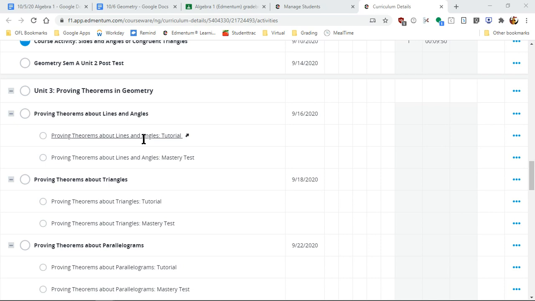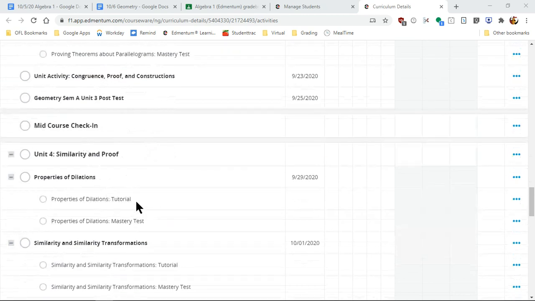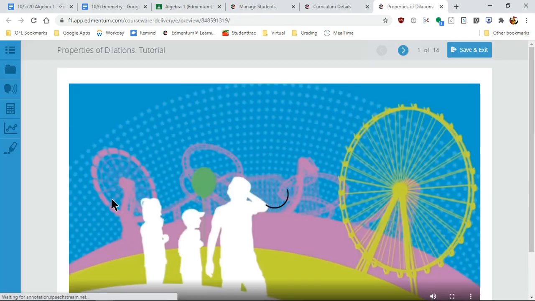Congruence means all the properties are pretty much equal. The lengths are equal, the angles are equal. The difference with similarity is that it's the same angles, the same shape, everything's the same except for the size. It's smaller. So that's why we're going into properties of dilation. We're going into this idea of what changes when everything is smaller.